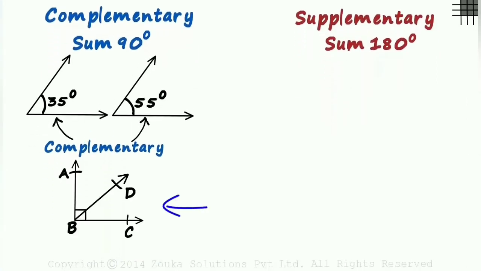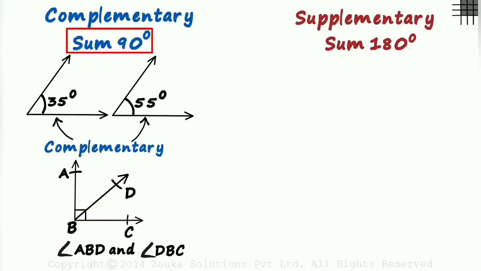Look at this figure and try to name the two complementary angles. Here, we are given that angle ABC is a right angle, which means it measures 90 degrees. It means the sum of these two angles will surely be 90 degrees. So angle ABD and angle DBC will be complementary angles. Remember, if the sum is 90 degrees, then angles are complementary.